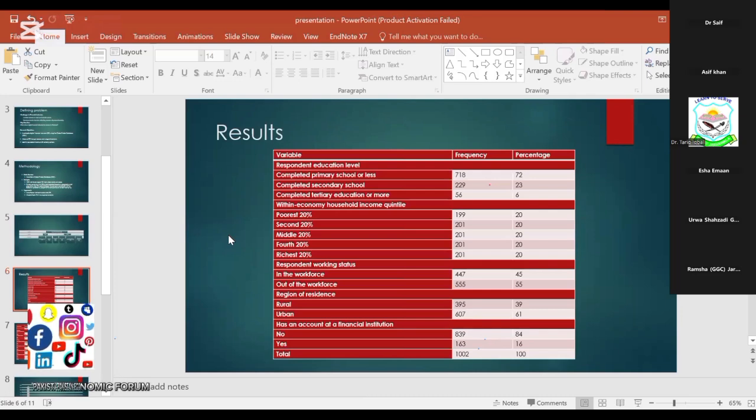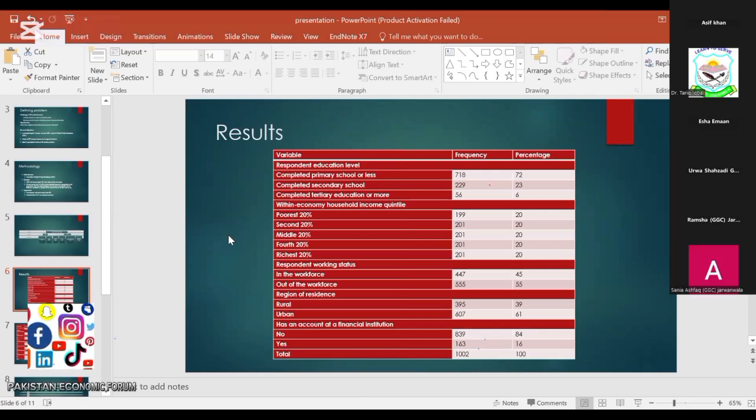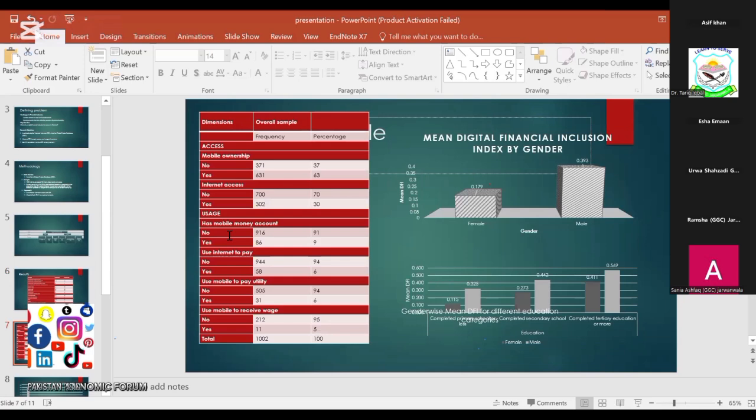This shows the descriptive statistics of the data used. So we can see that 72% of the respondents have completed primary schooling, and the wealth quantile is almost equally distributed among them. 45% of the respondents were in the workforce, and the rest were out of the workforce. Rural people were 39%. And a very important aspect that we saw was that 63% of the respondents had mobile ownership, but only 70% had internet access. So that also contributes towards their exclusion from the financial system digitally.